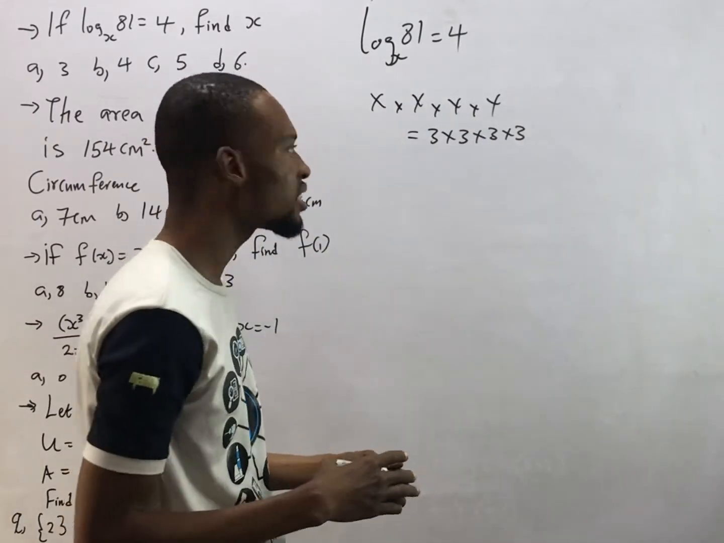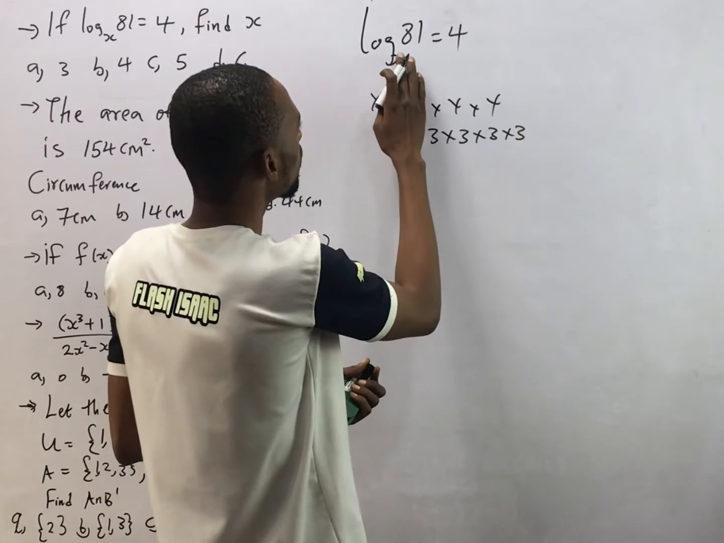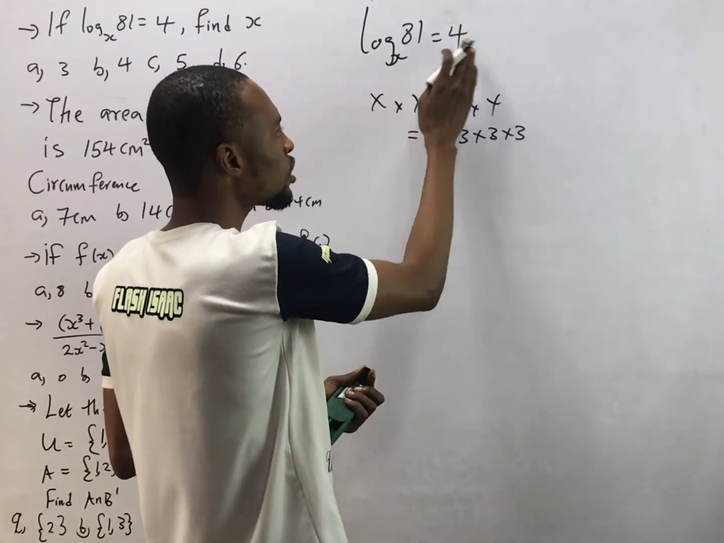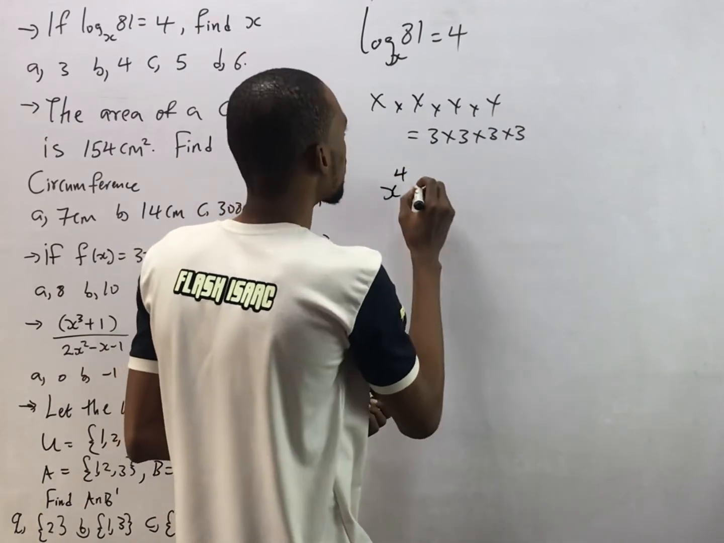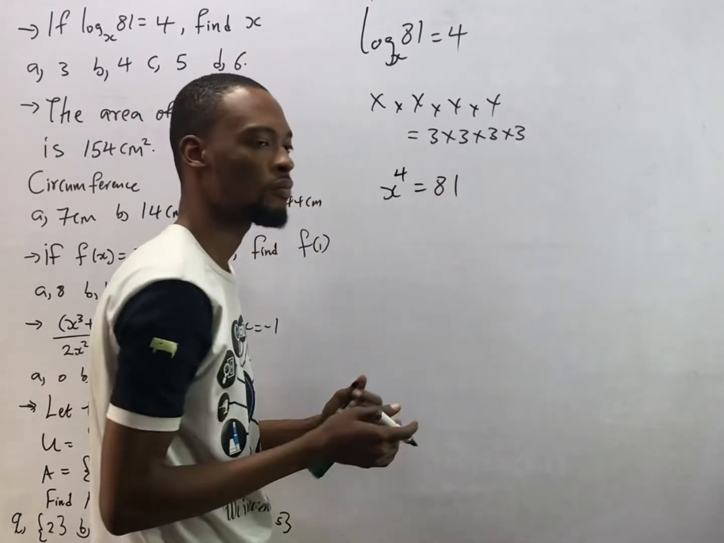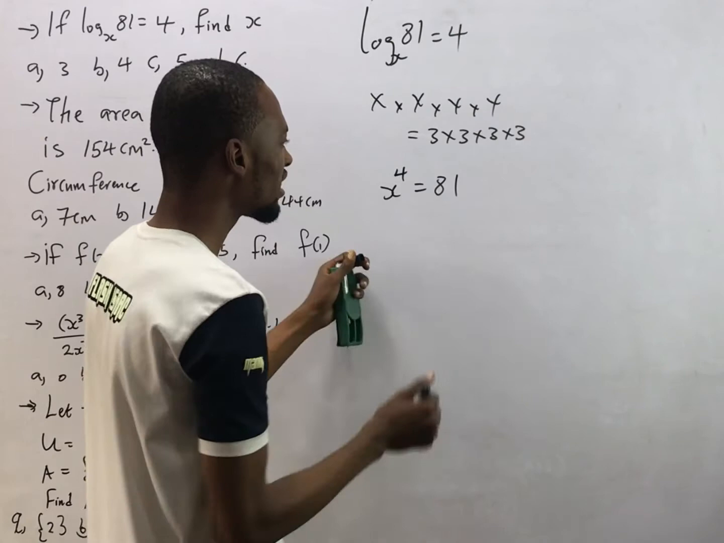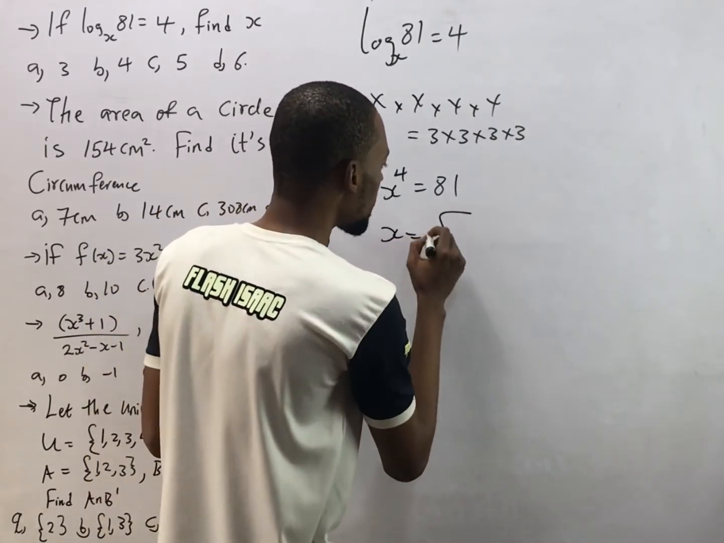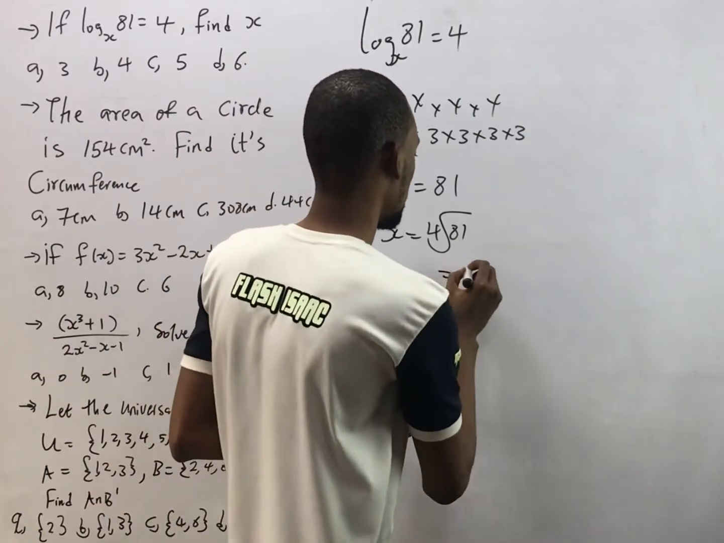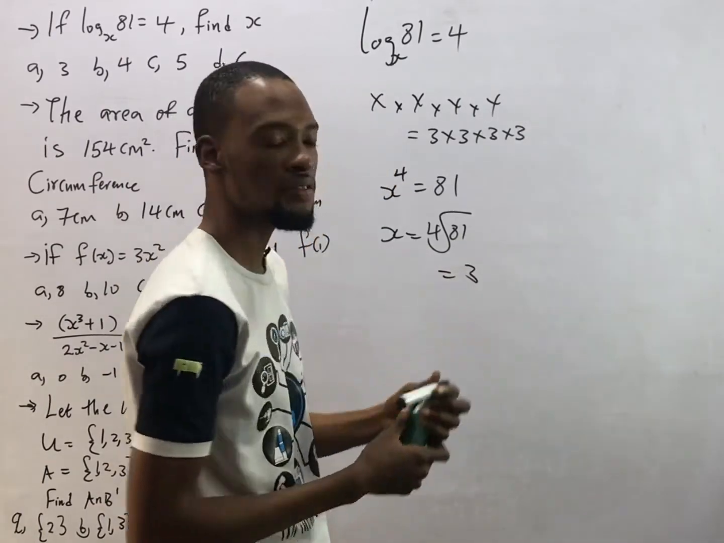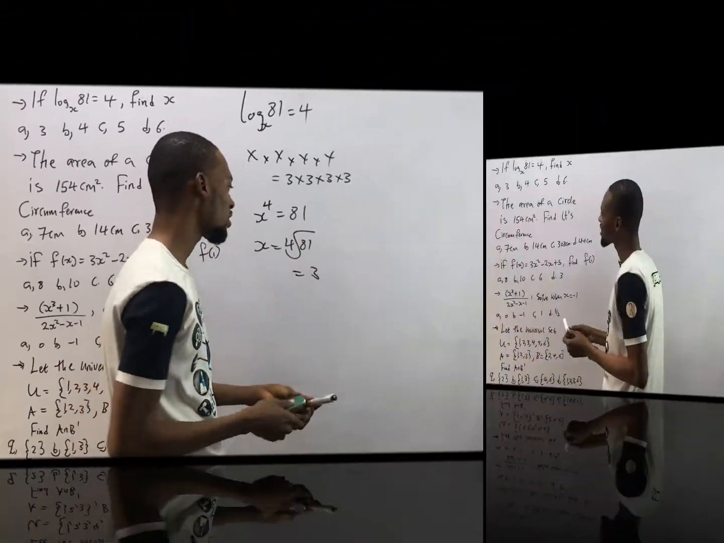Another way you can do this is: log 81 with base s equals 4. It simply means s raised to the power of 4 is equal to 81. And s is equal to the 4th root of 81. The 4th root of 81 is 3. So any way you solve it, the answer is 3.